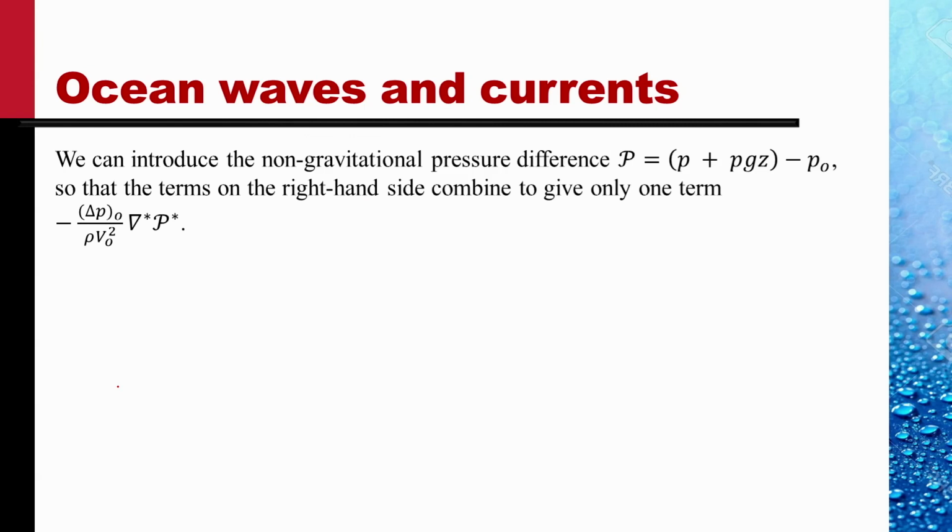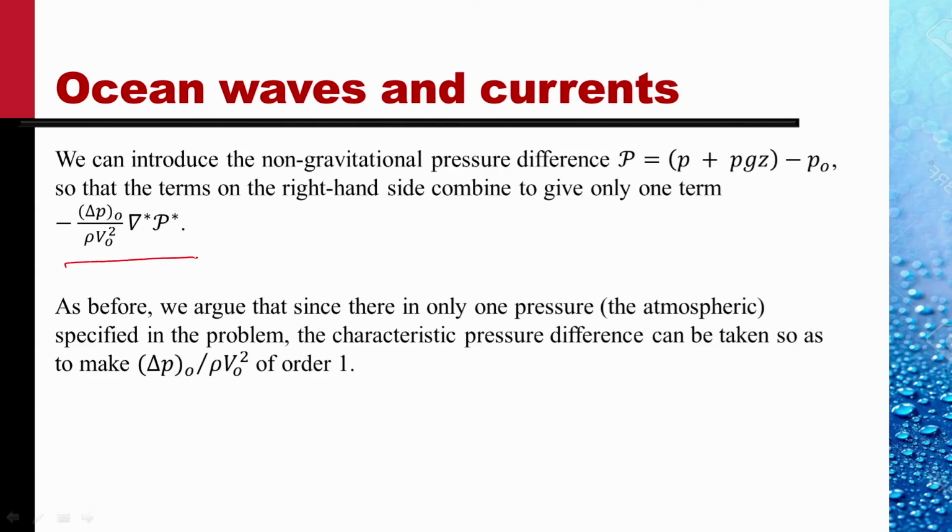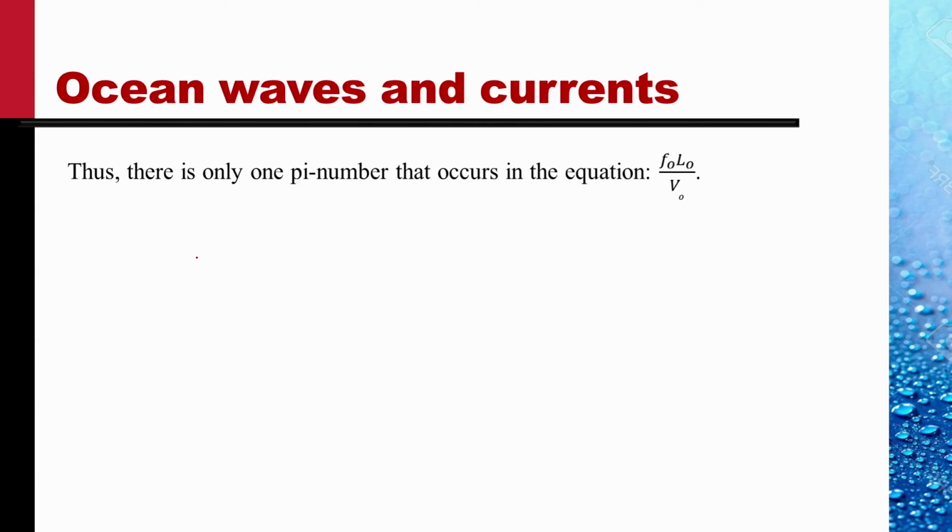We can introduce a non-gravitational pressure difference, script P is equal to P plus rho g z minus P naught, so that the terms on the right hand side combine to give only one term. As before, we argue that since there is only one pressure, the atmospheric, there is no cavitation, so the characteristic pressure difference delta P naught by rho V naught squared can be taken to be of order 1. So there is only one pi number that occurs in the equation, that is F naught L naught divided by V naught, this Strouhal number.